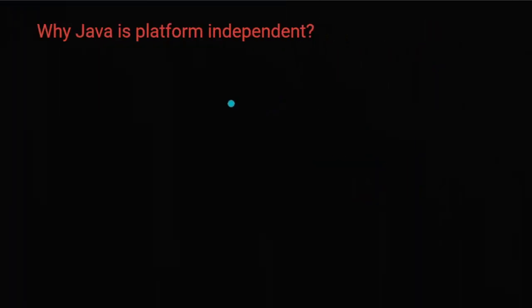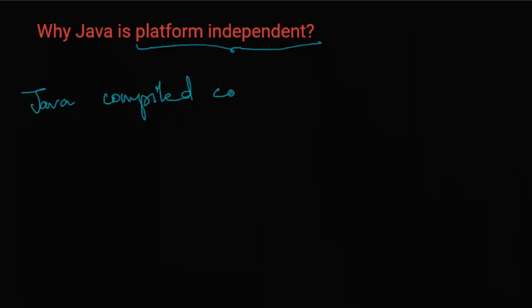The next question says, why is Java platform independent? Again, this comes out to be one of the most asked questions. We have often heard that Java is a platform independent language, but why? So as we know that Java is compiled, okay, Java program is compiled into some code, and this code is responsible for making it platform independent. That means it runs on all types of OS.